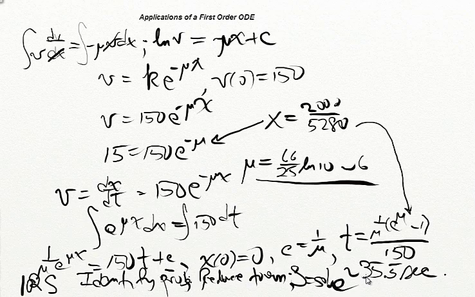Okay, so there's an outline of how we can use first-order equations to model physical problems, and then the solutions of those equations tell us the nature of the physical system that we're trying to understand.